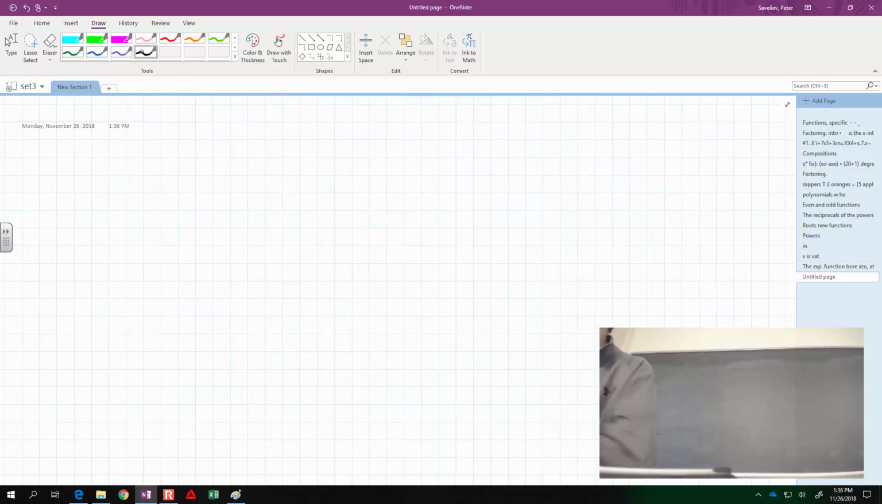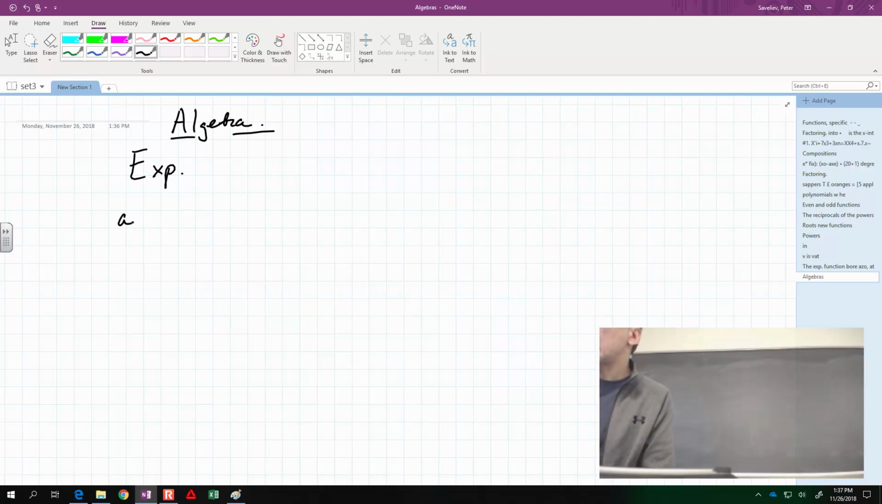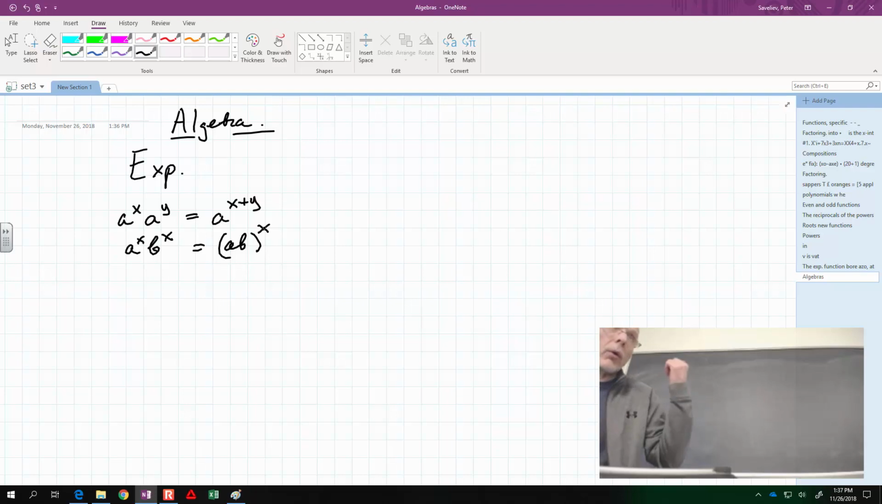So back to algebra, and we start with the exponential functions, and so the properties are: a^x a^y is equal to a^(x+y). Property number one. Property number two, a^x b^x is equal to (ab)^x. Once again, all coming from repeated multiplications. So the first row, you multiply a by itself x times, then you multiply by itself y times. Altogether, you multiply by x plus y times.